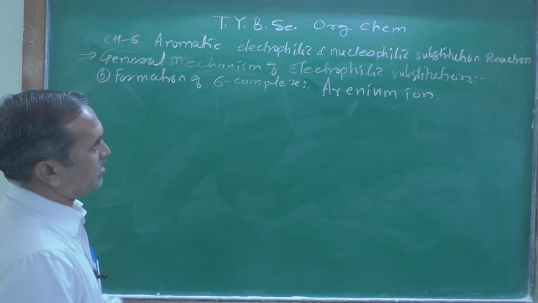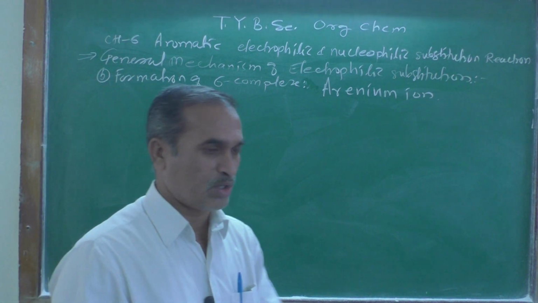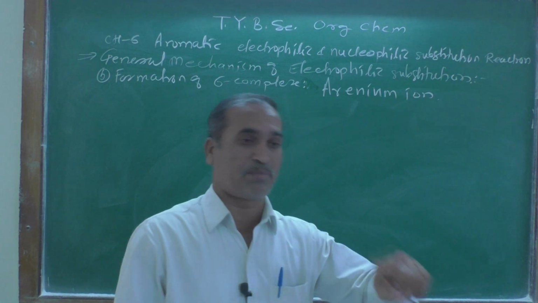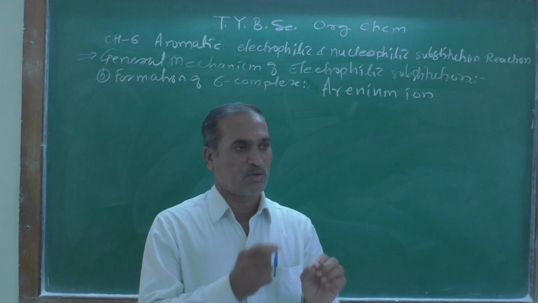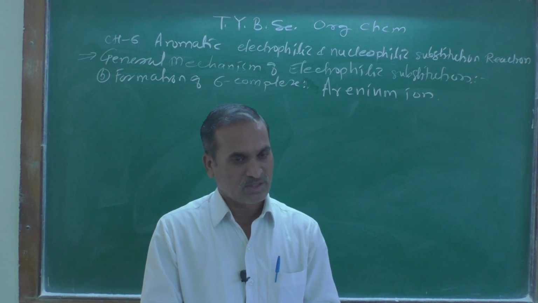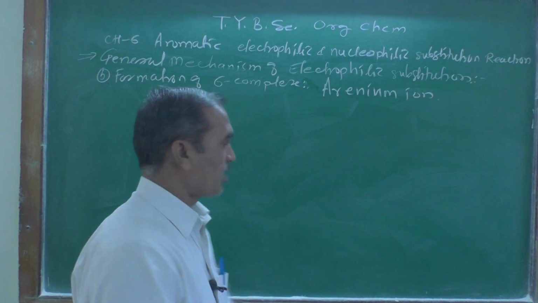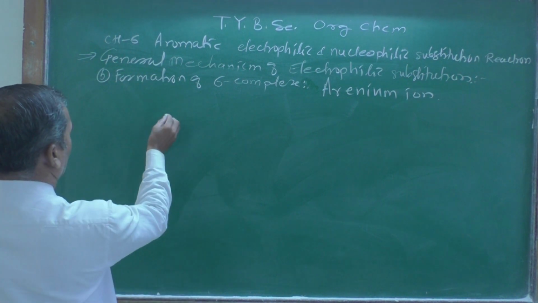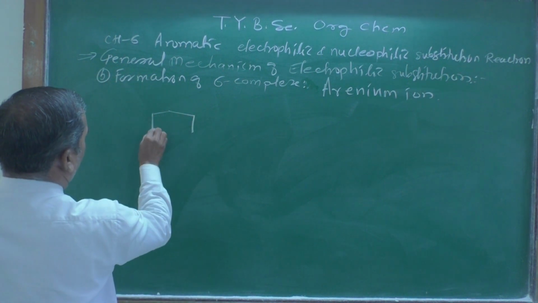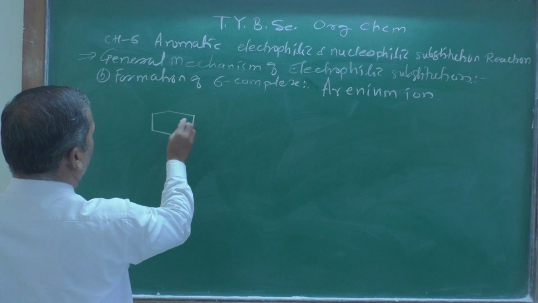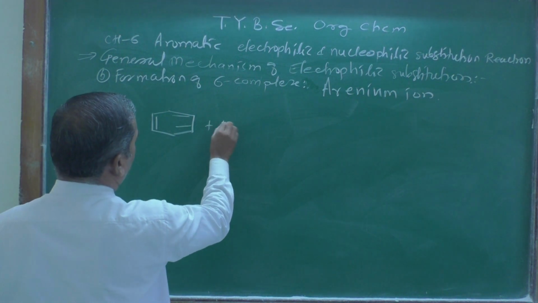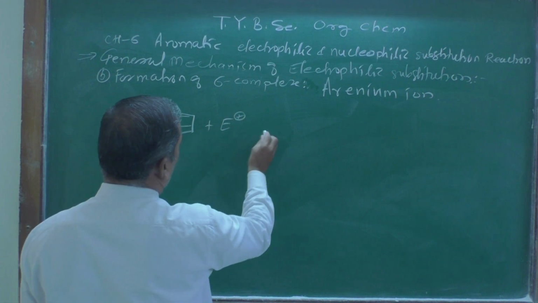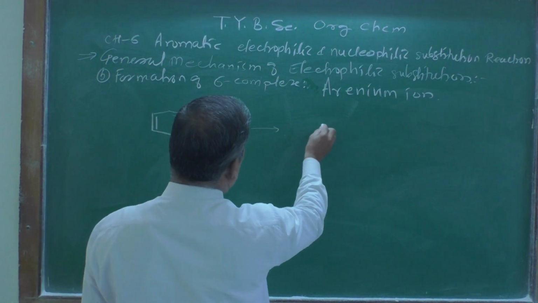Now the next point we are going to learn about in the general mechanism is the formation of the sigma complex, the arenium ion. One more question may appear: what is a sigma complex? Generally, what is happening there? As we know, in the second case, benzene has double bonds, and now when it is attached to the electrophile, what are you going to get?